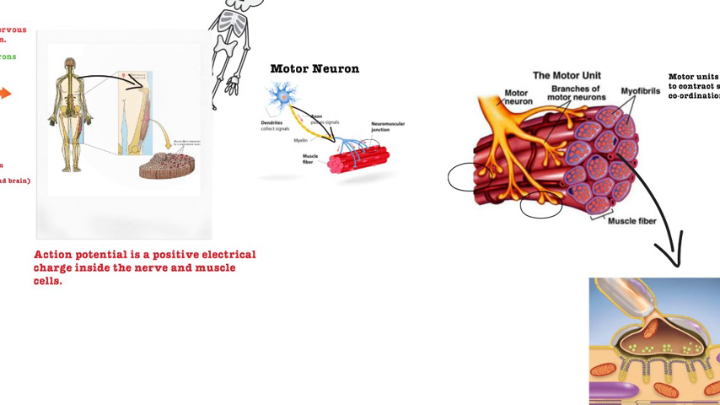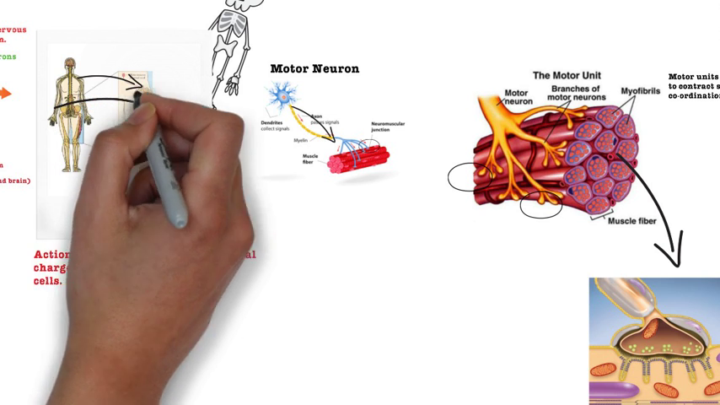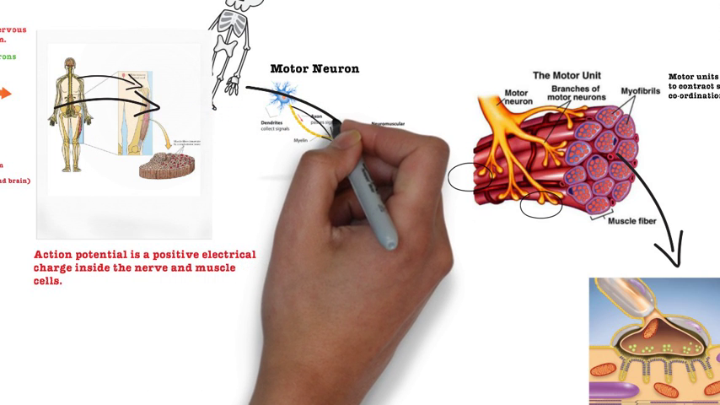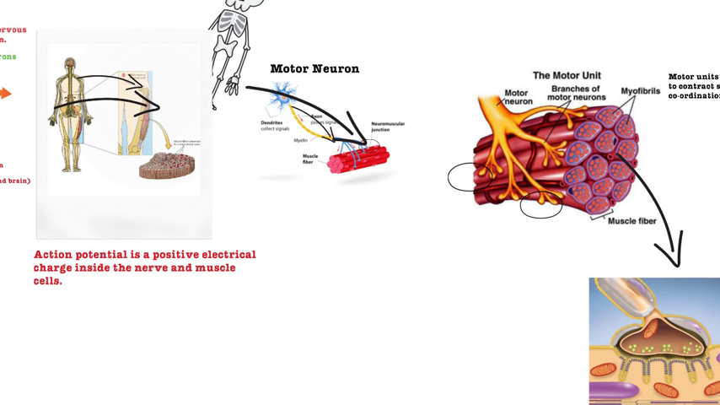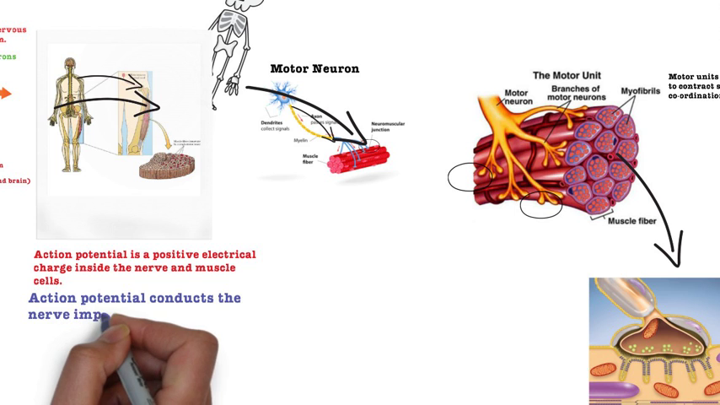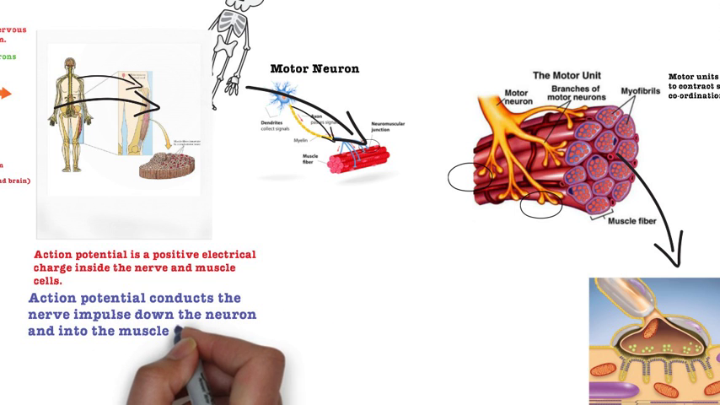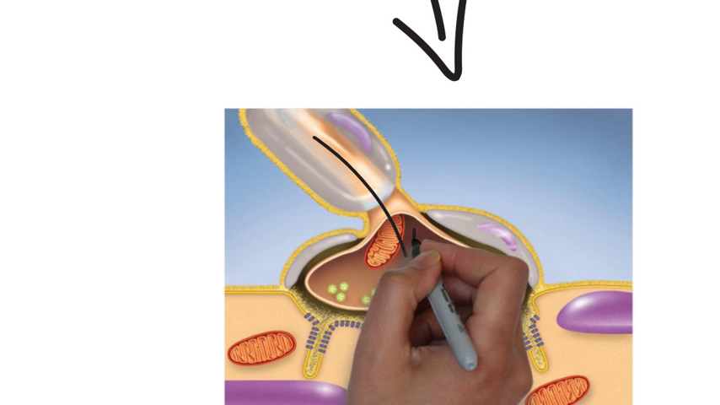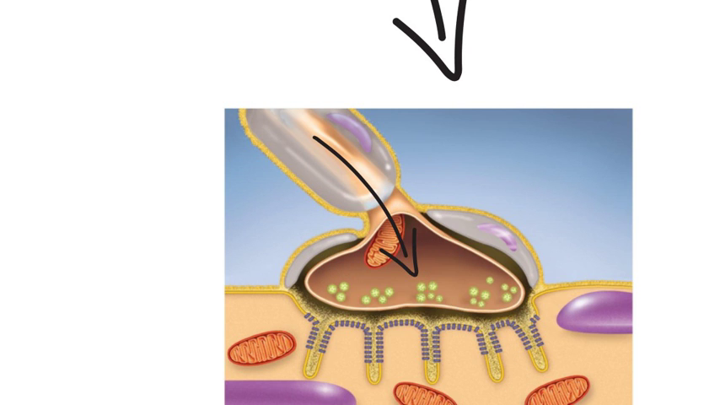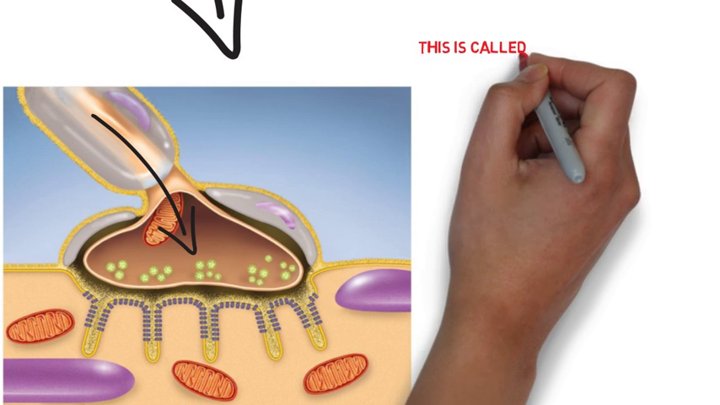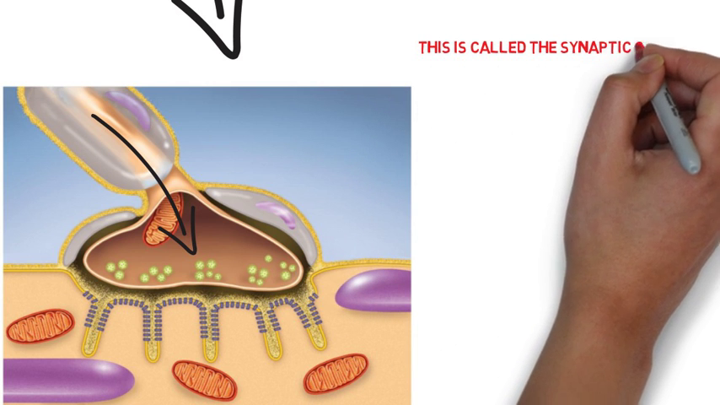Action potential is the conduction of the impulse down the motor neuron, via the axon to the neuromuscular junction. So it's very important to understand. Action potential is the conduction of that nerve impulse down each one of the components that we were talking about before. And this is the point we're now at, right here. This is called the synaptic cleft.